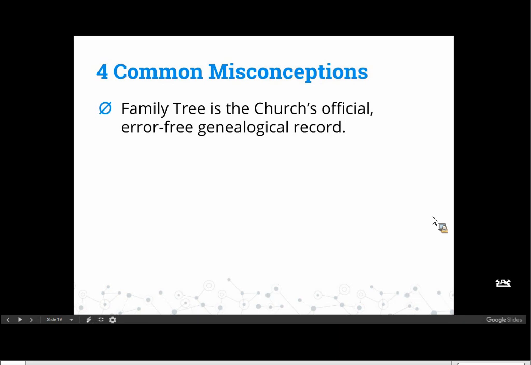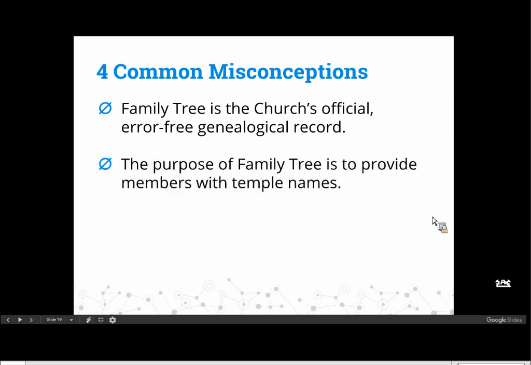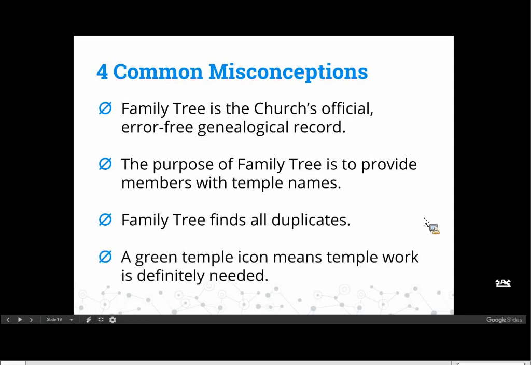Next misconception is that the purpose of Family Tree is to provide members with temple names, especially with no more effort on their part than to go in and find a green temple. Next misconception is that Family Tree, because it has a duplicate function, will find all duplicates. And finally, the last misconception is that a green temple icon definitely means that temple work is done, or excuse me, is needed. So I got to look at my own slide here, right? So let's take a look now at each one of those misconceptions and talk about what the facts really are, why those misconceptions are in fact misconceptions.